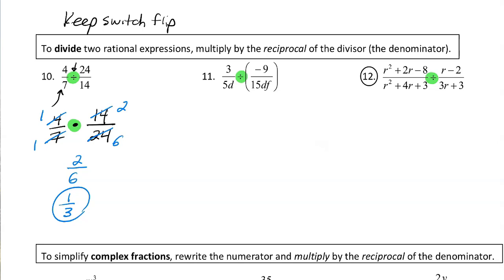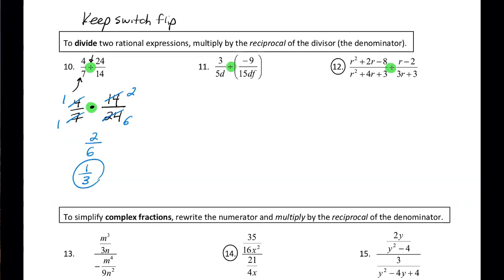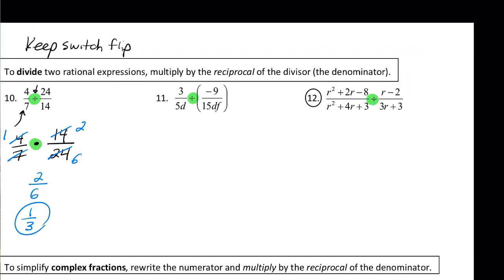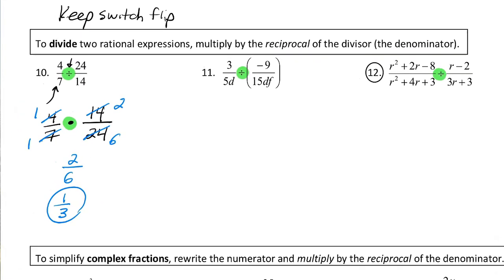And that idea of keep, switch, flip, we're going to use basically on the next couple questions here. And I have it written out here: to divide two rational expressions, multiply by the reciprocal of the divisor, which is the denominator. So the switching part, you're switching to multiplication, and the flipping part is the reciprocal of the second fraction, which ends up being the denominator if you were to write it as a complex fraction.